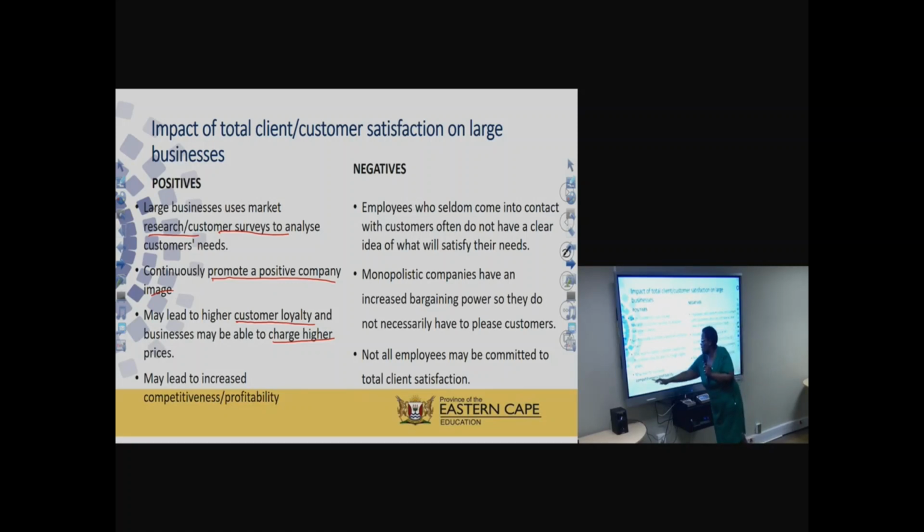We also have increased profitability because we are satisfying our customers. Now the negatives. Not all employees may be committed to total client satisfaction. When we have a big business, we have a large number of employees, and not all of them will be committed to achieving your goal of having products that are of good quality. Also, monopolistic companies have increased bargaining power, because they can charge higher prices. That one is a disadvantage.